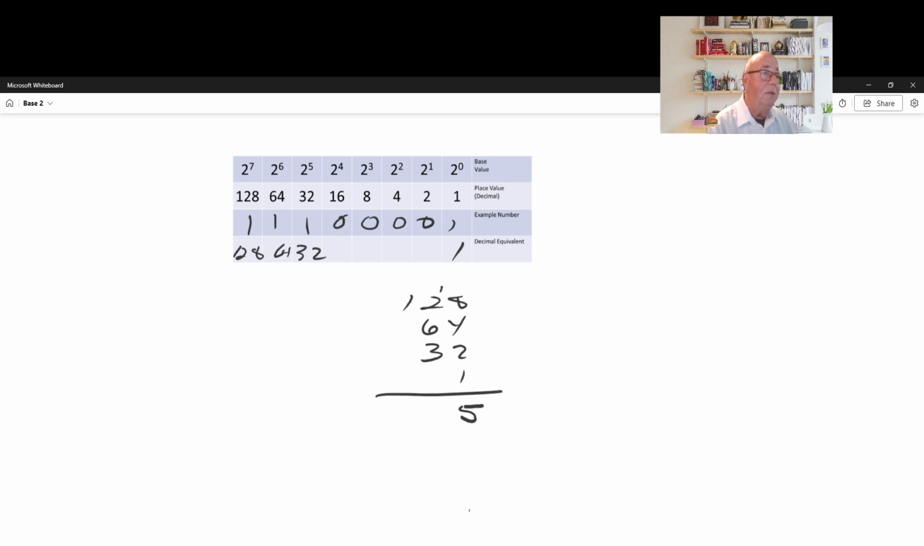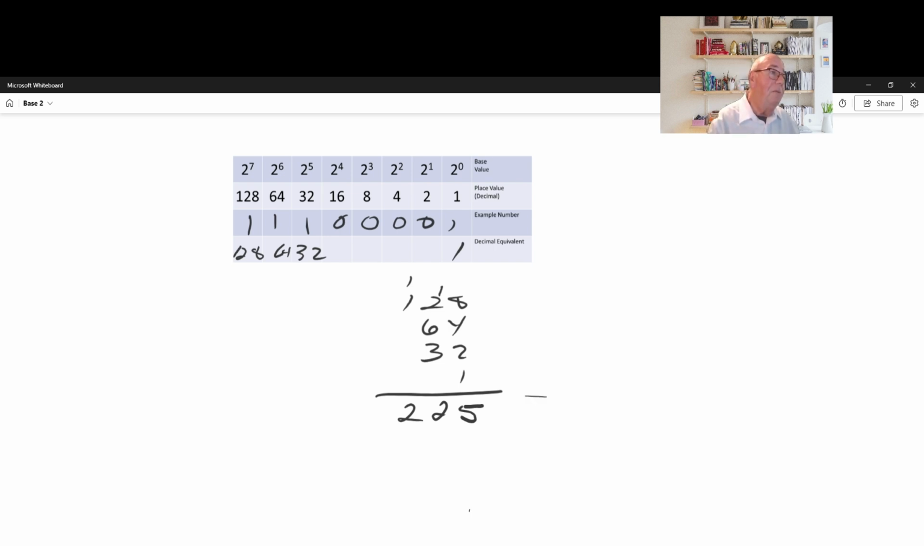Carry the 1. 1 plus 2 is 3, plus 6 is 9, plus 3 is 12. Put down the 2, carry the 1. 1 plus 1 is equal to 2. So this is equal to 225. Okay? All right.